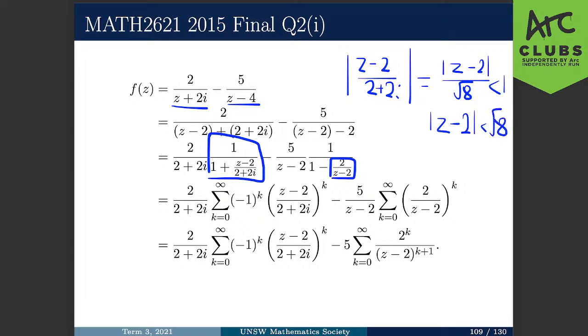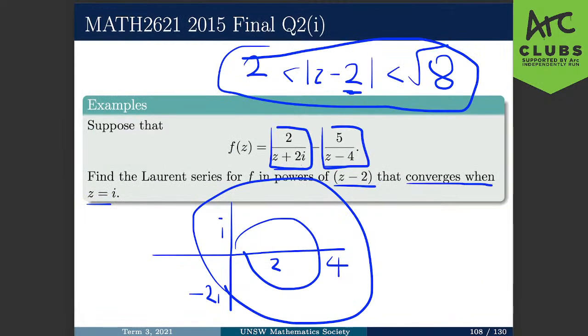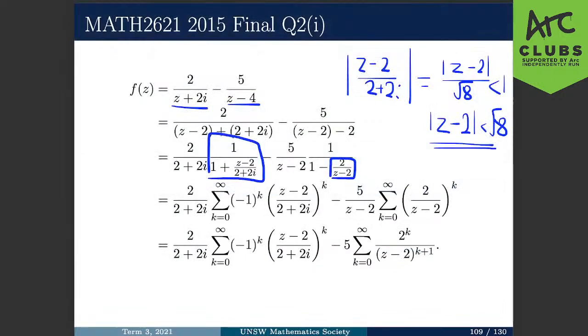The reason why we have done this is that if you have z minus 2 divided by 2 plus 2i, this would converge when the modulus of z minus 2 is less than root 8. And that is what we want, because we want it to be in the middle here. In this region, we want it to be less than root 8. So that's why we have manipulated it in this way. If instead you want it to be outside that big circle, you would have manipulated it so that it's in the same form as this one.